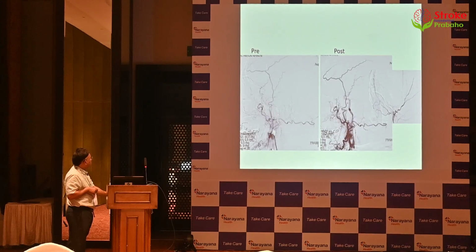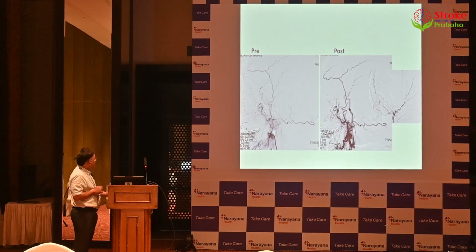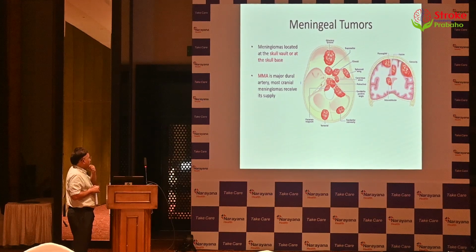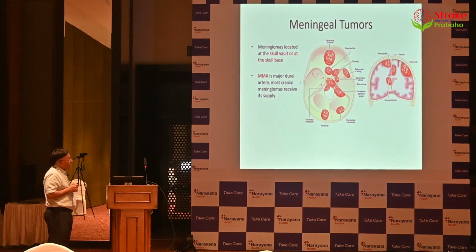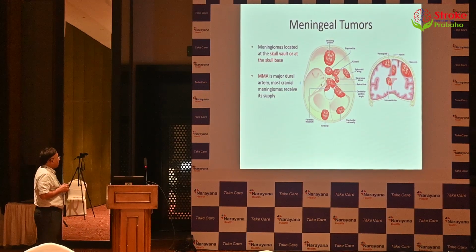So this is pre and this is the post. The middle meningeal artery is visible up to here. So again it is beyond the safety point. And again we can see this falcine artery is intact. So that is about middle meningeal artery embolization in the subdural hematoma.